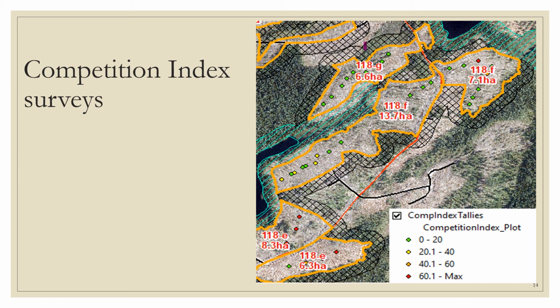The green dots show a competition index value of less than 20, meaning that there is very little competition and the seedling will likely be able to grow to a healthy maturity without being assisted by a herbicide application. This tool is used to reduce the overall volume of herbicide being applied to the forest in accordance with the HAP goals.